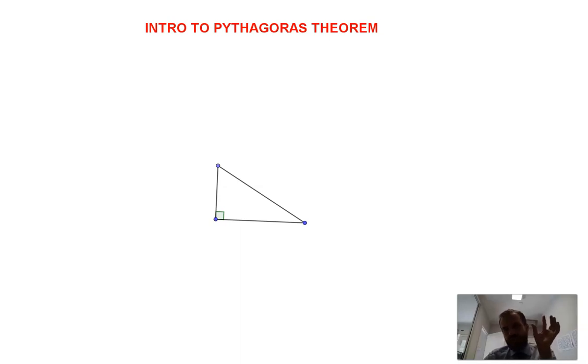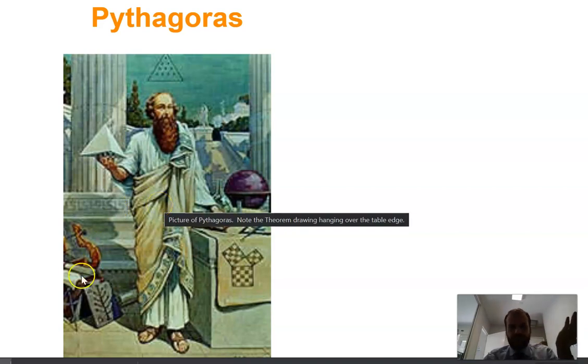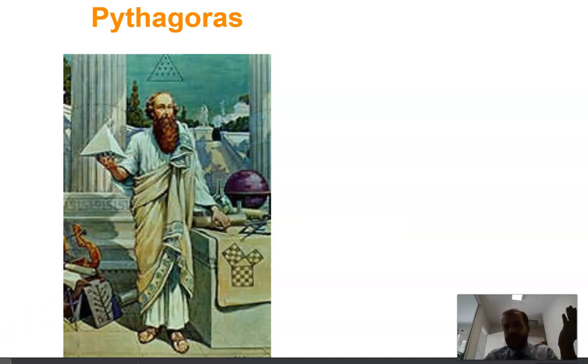So now we talk about Pythagoras' theorem. Pythagoras was just an old Greek dude. I like to imagine he looked like this. This is someone drew it. But anyway, this is what he did.